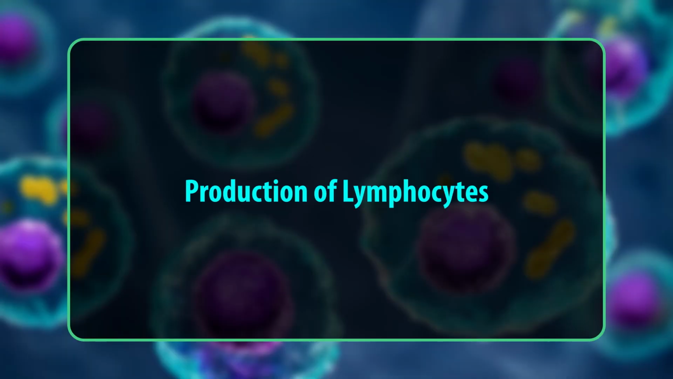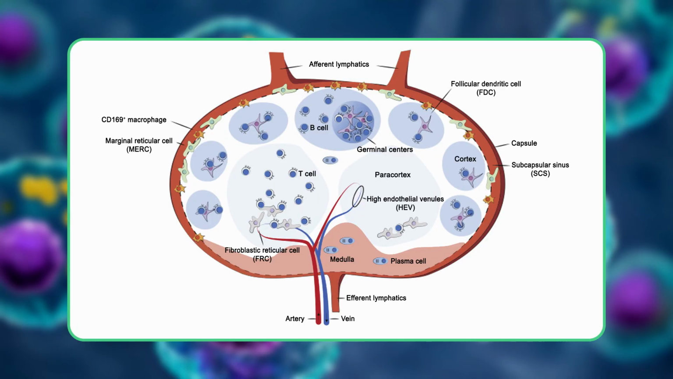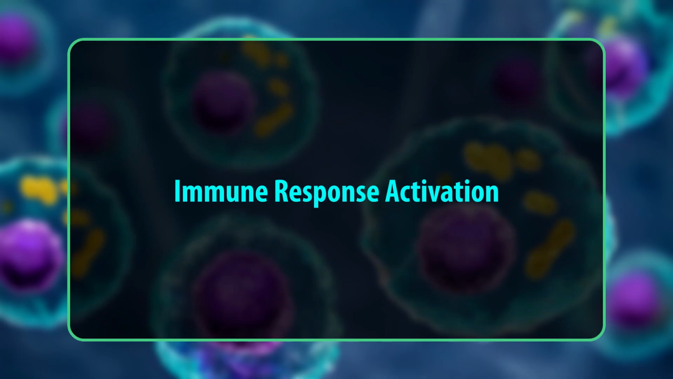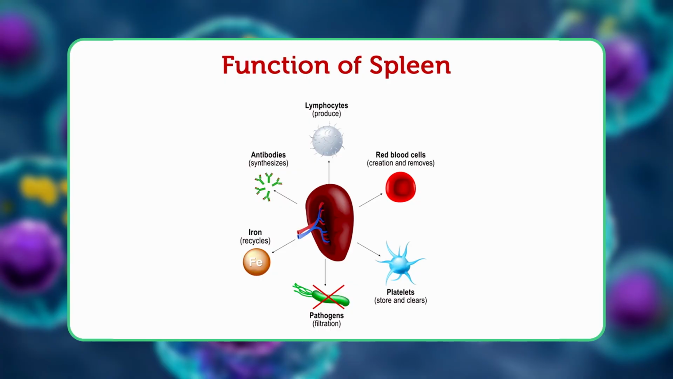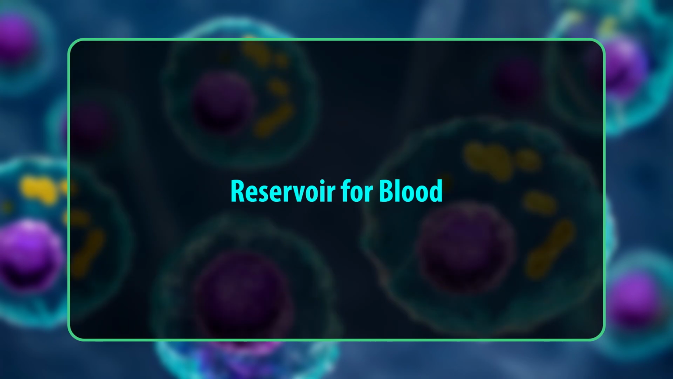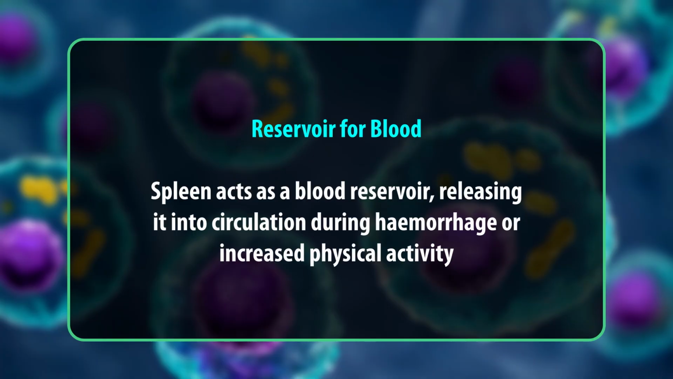Second, production of lymphocytes. The spleen is a significant site for producing B and T lymphocytes, which are essential for identifying and neutralizing foreign invaders. Third is immune response activation. Upon detecting pathogens, the spleen produces antibodies and activates immune response, especially against polysaccharide antigens found on bacteria. Number 4, reservoir for blood. The spleen acts as a blood reservoir, releasing it into circulation during hemorrhage or increased physical activity.